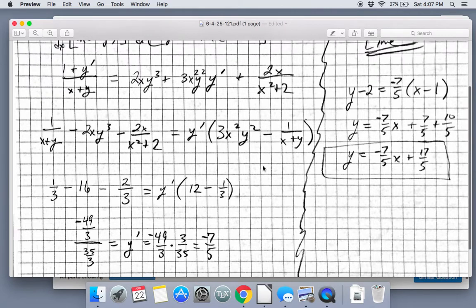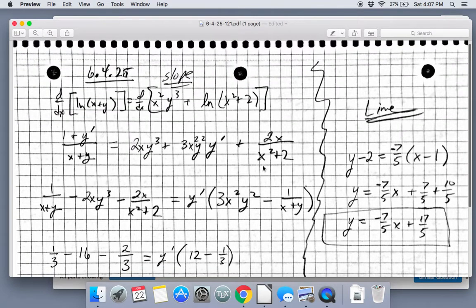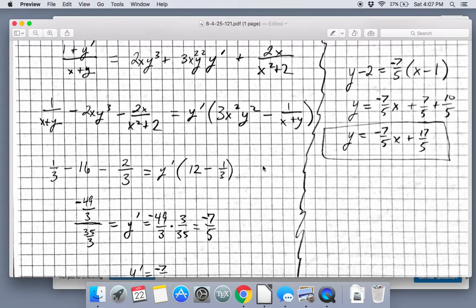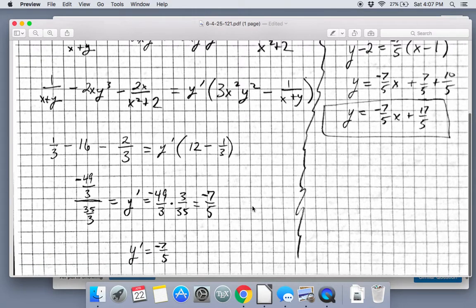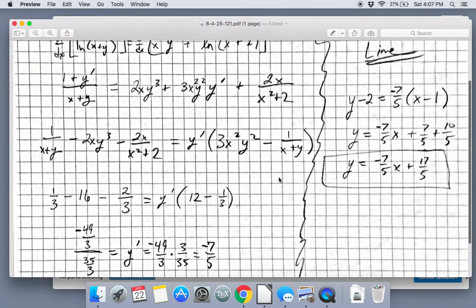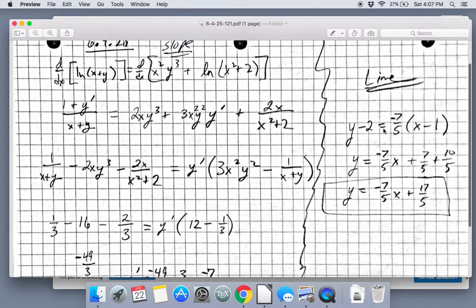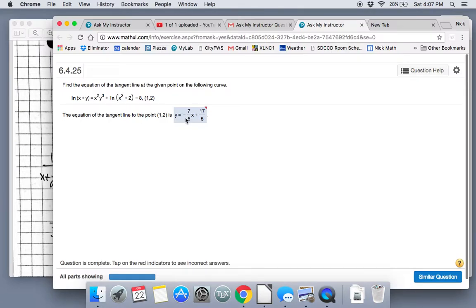Now what I wanted to do to help me find the slope of my tangent line at the point 1, 2, I plugged in x equals 1, y equals 2, and I get this ugly equation, figure out what y prime is. It's just kind of ugly fraction computation. I end up with y prime equals -7/5, but it's not that bad really. And so that's my slope of my tangent line, and then I just go back to the old point slope formula, plug that in for my slope, solve for y, and there we go. And so that turns out to be the correct answer for this one.